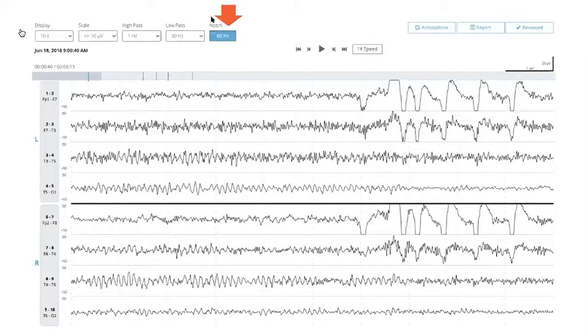But if you have put the low pass filter at 30 hertz, it means you're asking the machine to clean up everything that's above 30 hertz. So this notch filter may not be as active. And if you click it on or off, it may not change the shape of the EEG signal if your low pass filter is already doing it for you.